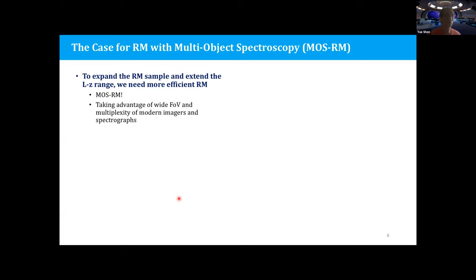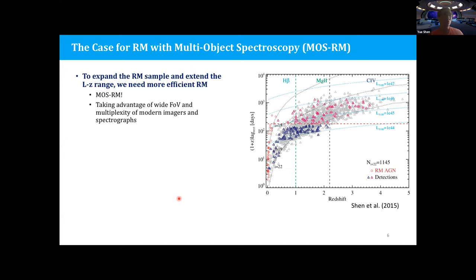So at the end of the day, what we envision is to populate the quasars with reverberation mapping lags in the redshift space and the observed lag space here, where this green point shows a flux limited quasar sample, and these colored triangles show what we hopefully will detect with a MOS-RM program. Compared to this local RM AGN sample, you see how much we have expanded the redshift range and also the luminosity range with these MOS-RM programs.